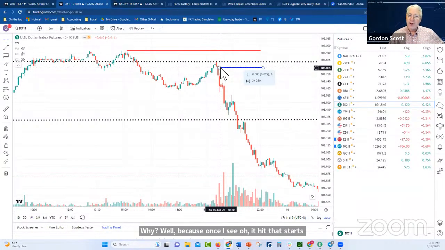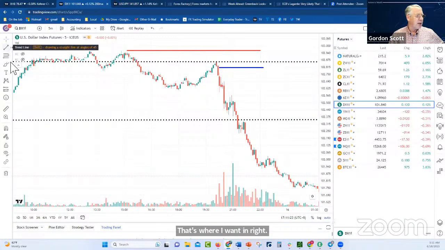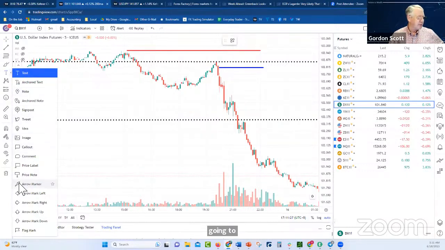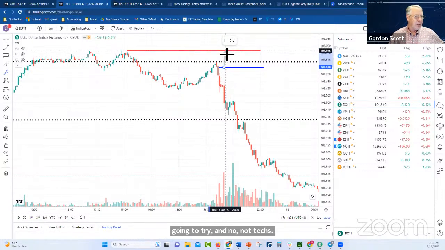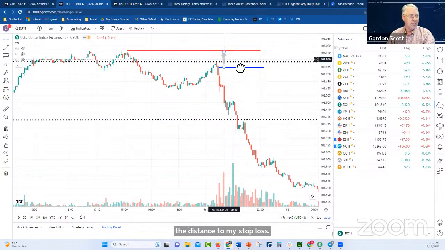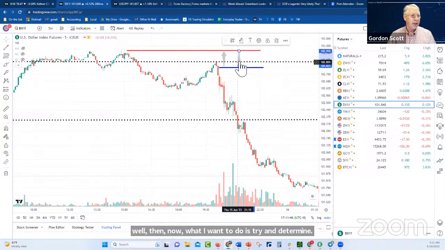That's where I want in. Okay, and let's suppose then I am going to try and say, okay, that is the distance to my stop loss. Well, now what I want to do is try and determine where my profit taking target should be.